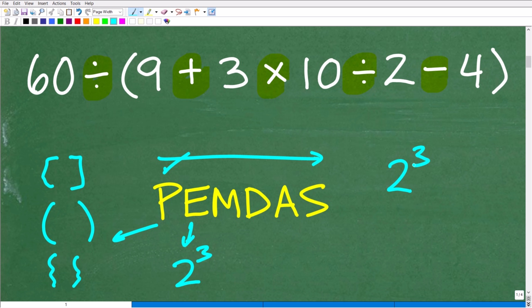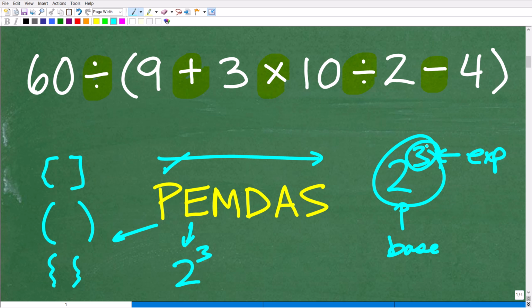With 2 to the third power, this little 3 up here is called the exponent. This 2 is called the base. So when you have a power, we have different parts of the power. This little number in the top right is called the exponent. That's what this E stands for. So we're going to go to the parentheses, work inside parentheses, and if we see any powers, we're going to do that next.